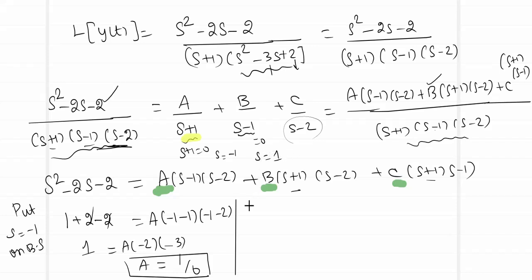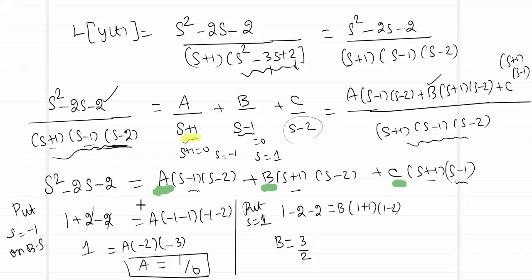S will be taken as 1. So, you put s equal to 1 on both sides. So, it is 1 minus 2 minus 2. Since s minus 1 is 0, this s minus 1 will become 0. Hence, you will be just left out with b. And this s takes 1. So, it is 1 plus 1 and 1 minus 2. Leaving you with b value as 3 by 2.